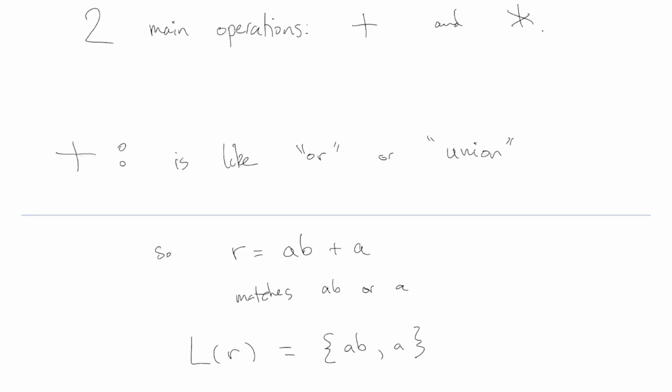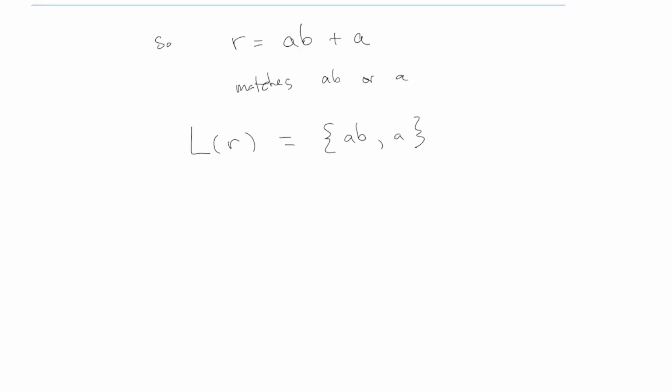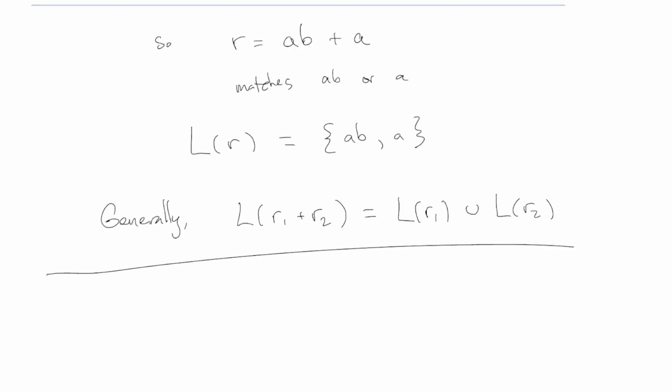All right. This is what the plus means. In general, if you want to write this in a slightly fancier way, generally speaking, if I have L of, say, R1 plus R2, if I have two different things added together in a regular expression, what's the language of that? It's equal to the language of the first one, union the language of the second one. This is sort of saying the same thing in more technical set theory language. Two regular expressions added together with the plus means you just match either the first one or the second one, or possibly both. That's what union means. Okay, that's the plus. Not too complicated.